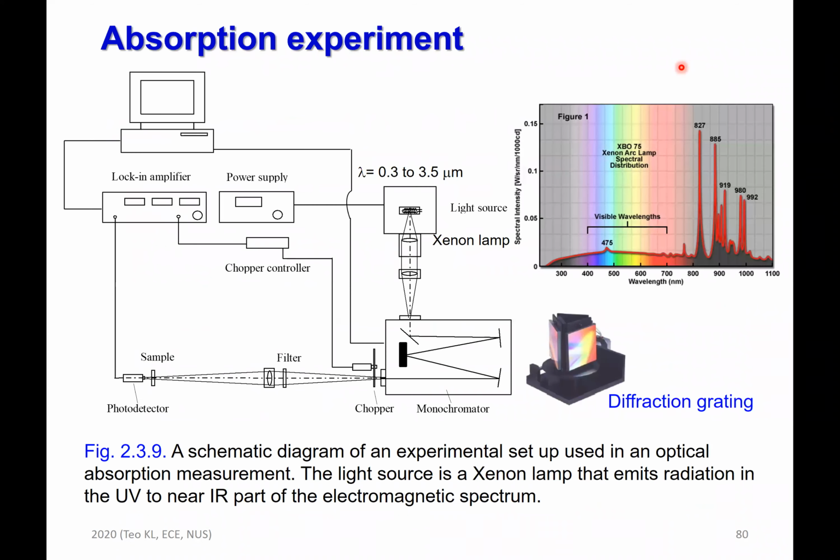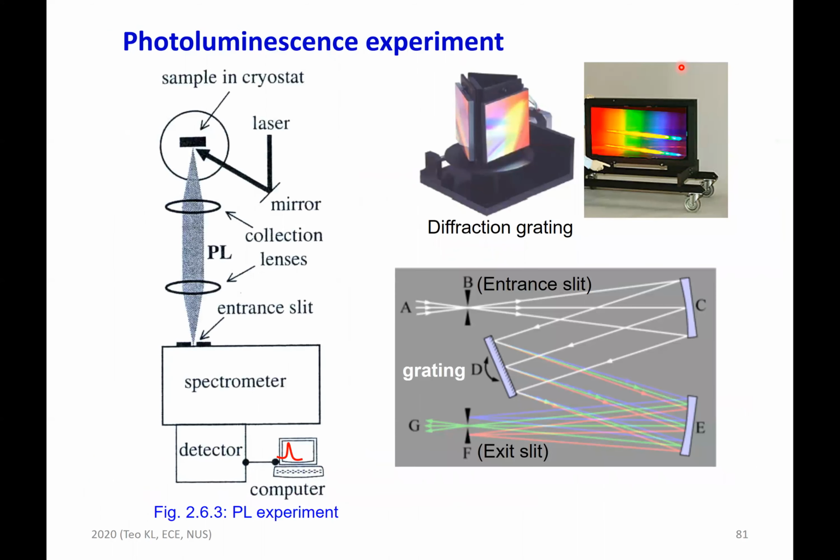Previously we have discussed absorption, basically the incoming photon energy to excite the electron near the top of the valence band to near the bottom of the conduction band. And this is the absorption experiment to measure the band gap energy. In this session, we discuss photoluminescence, after the electrons have been excited from the valence band to the conduction band, and they recombine to give out light.